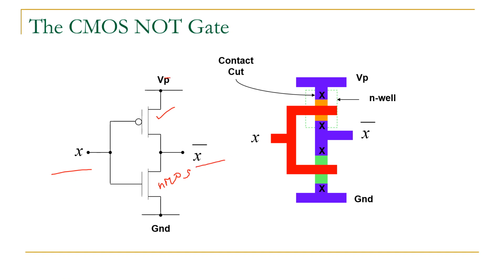Here we give VDD as input to the source of the PMOSFET, the gate of the PMOSFET is connected to input, and the drain of the PMOSFET is connected to output. Similarly for the NMOSFET, the gate is connected to input, the drain is connected to output, and the source of the NMOSFET is connected to ground. Now we are going to draw the layout for this inverter.